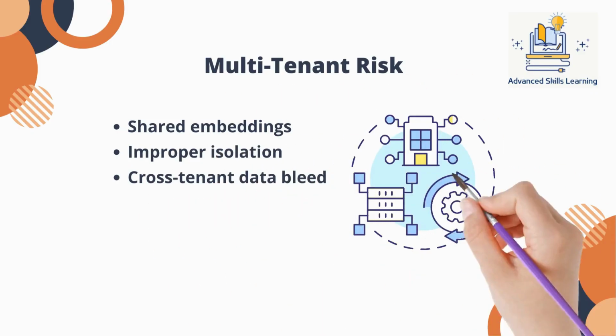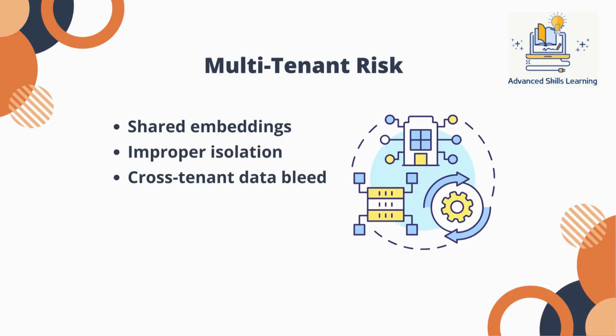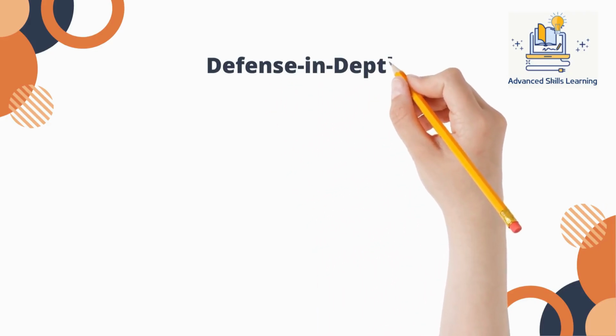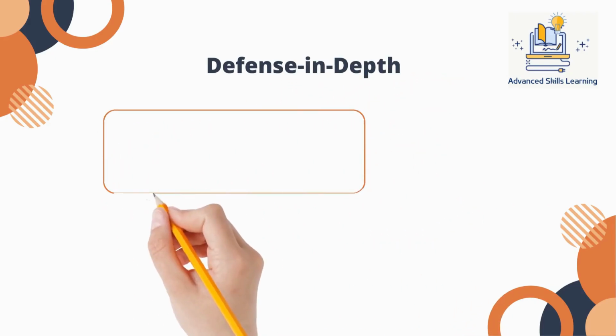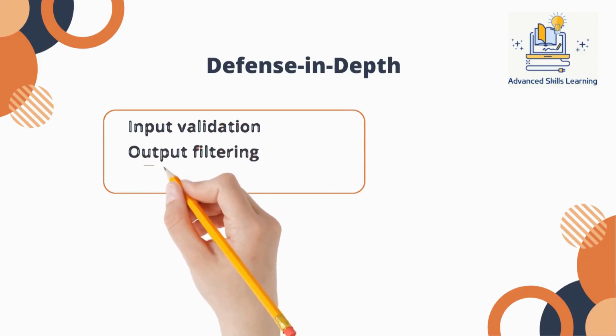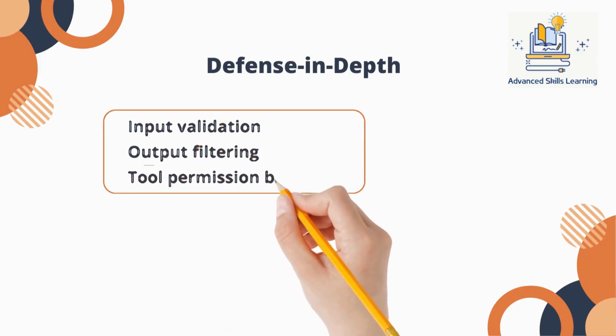So what do we do about all this? Security in GenAI must be defense in depth. First, validate and sanitize inputs. Treat user input and retrieved documents as untrusted. Second, isolate system prompts from user content so instructions cannot be overridden.